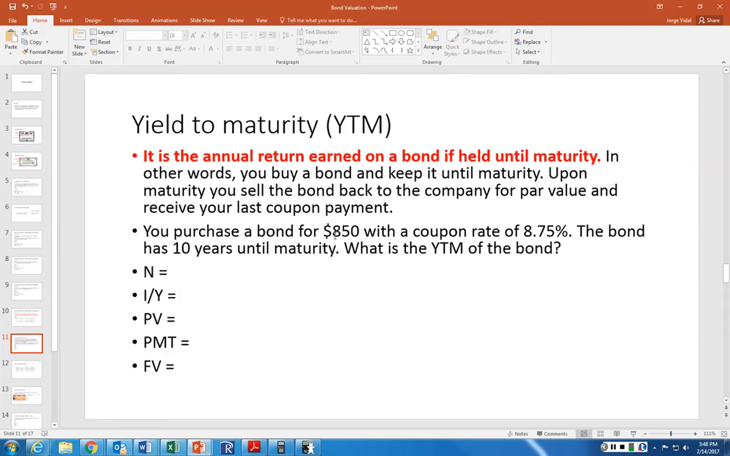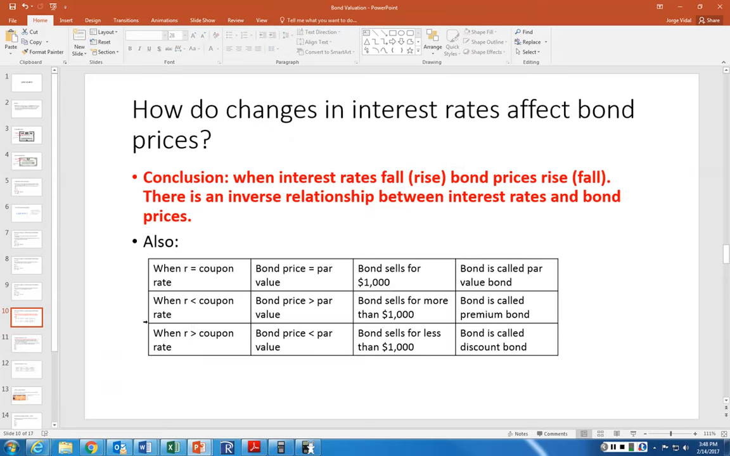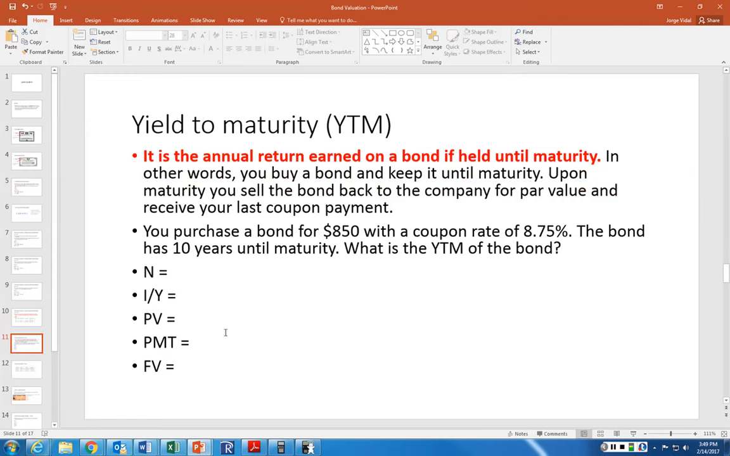You purchase a bond for $850, coupon rate is 8.75. The bond has 10 years. What is the YTM of the bond? Now it's a discount bond because it's less than 1,000. For a discount bond, the YTM, R, has to be greater than the coupon rate. Okay? It's one way to check if you're doing your calculations right.